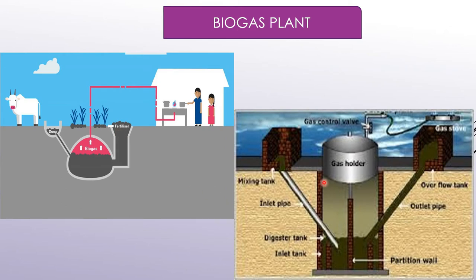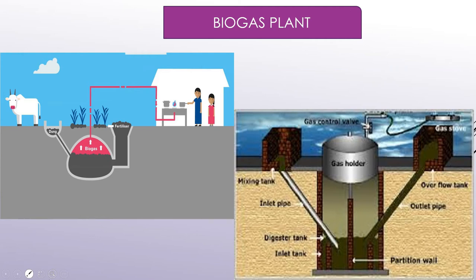Here you can see the biogas plant. It is fitted well below the soil. This is the mixing tank, and it's entirely made of brick. This is the inlet pipe. This is the digester tank where the digestion process takes place. This is the outlet pipe, and this is the overflow tank. Over here there is generation of a very important gas called methane, and a valve is given for regulation of the flow. And once the methane is generated, the gas is sent for lighting, that is, to the cylinder. So this is the simple and basic design for the biogas plant.